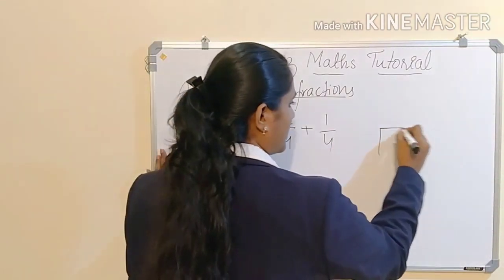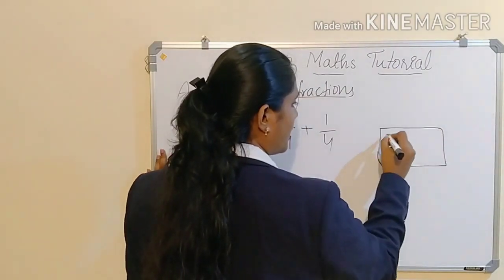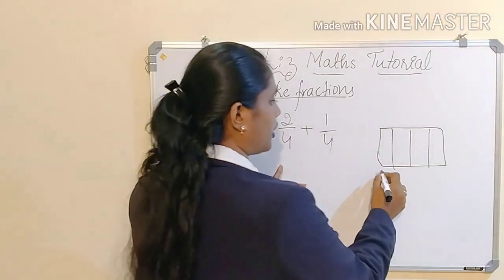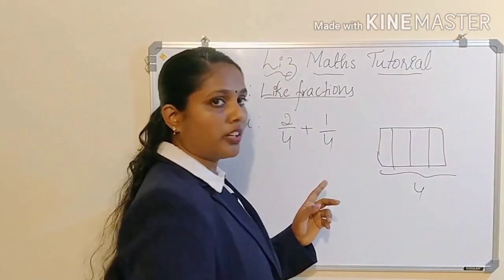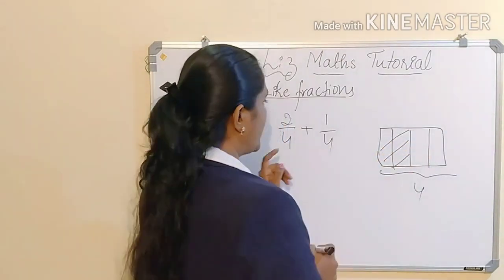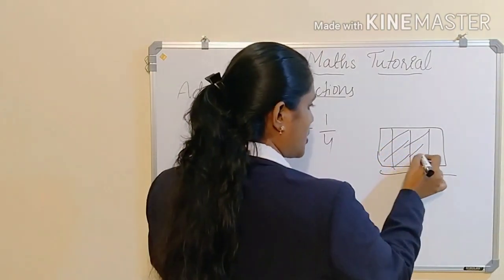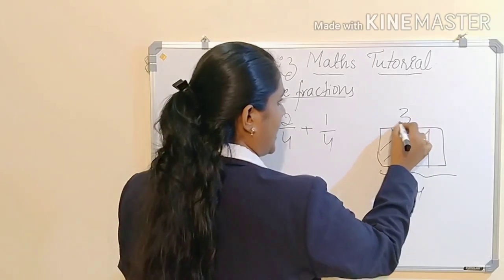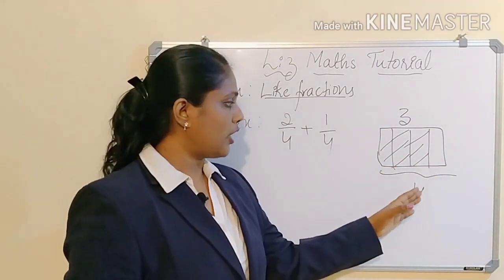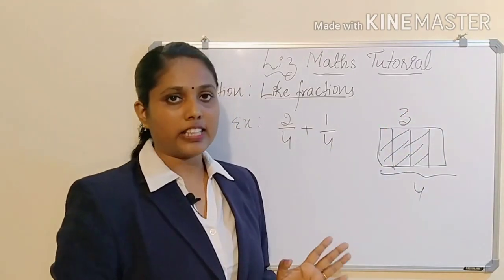So let me take, there are 4 columns. Out of 4, there are a total of 4 columns. In that, 2 are shaded and here 1 is shaded. So how many have we shaded here? 3 we have shaded. So out of 4 we got a total of 3 shaded here.